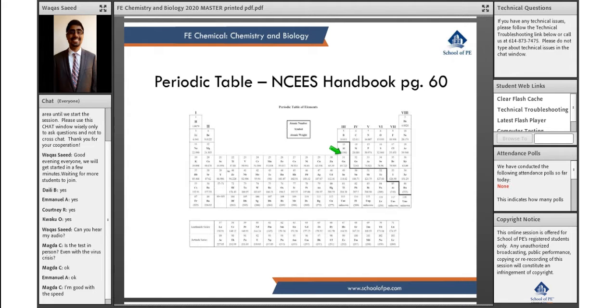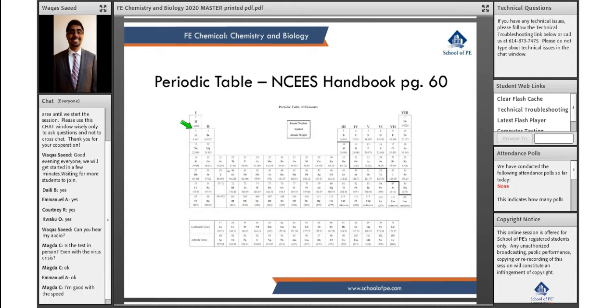So when I look at hydrogen here, there's a top number and a bottom number. The top number represents the atomic number. The bottom number is known as the atomic weight or the atomic mass of that element.